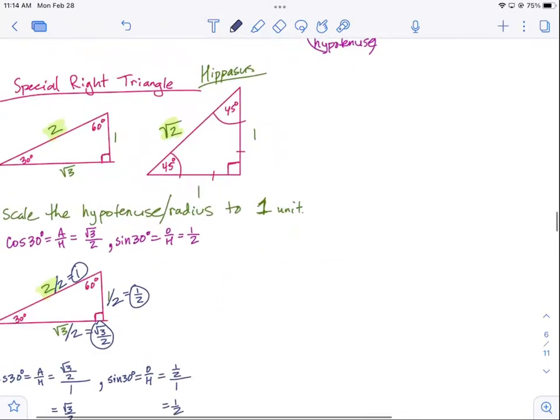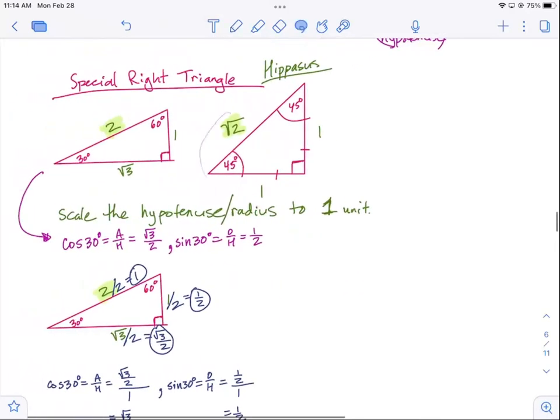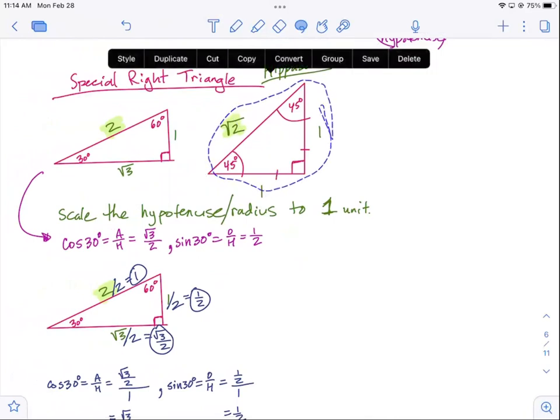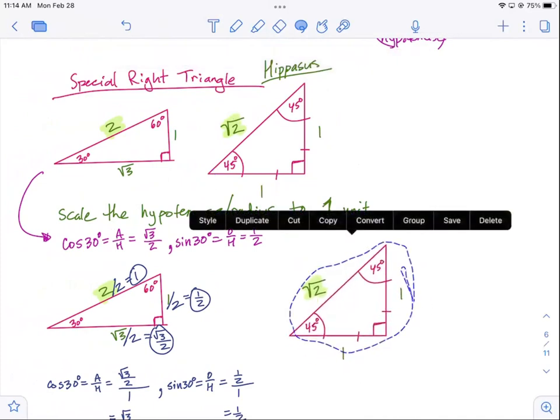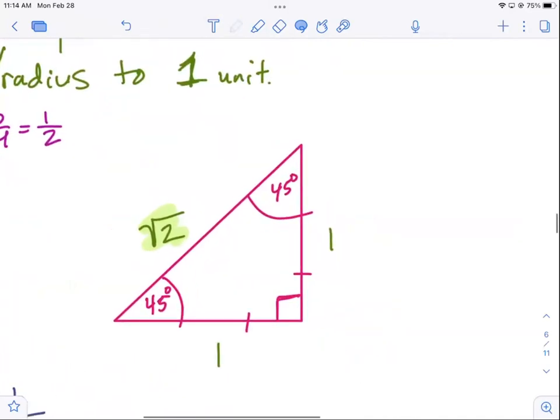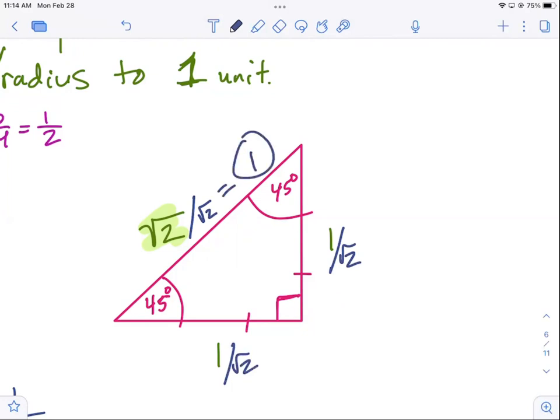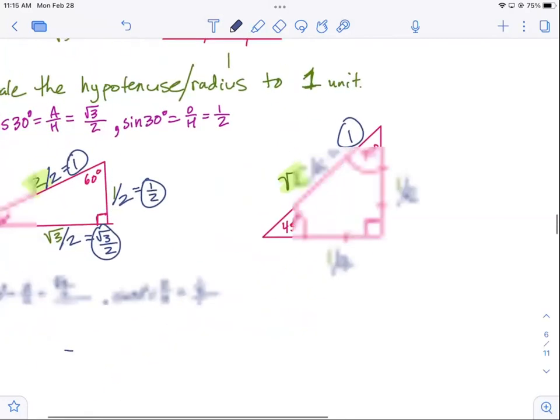Okay, now let's do the same thing here with the other guy. Let's take the 45, 45, 90, copy it, paste it down here. And now I want to make the hypotenuse a 1. What do I have to do to all 3 sides to make that a 1? Divide by the square root of 2, right? Yeah, anything divided by itself is 1. So now I get a 1 over here, and I get a 1 over the square root of 2 for both of the other sides.